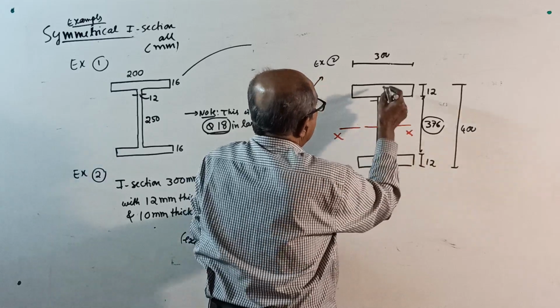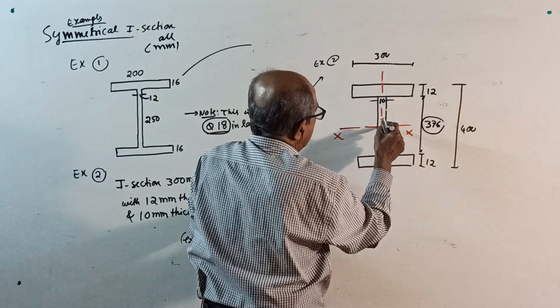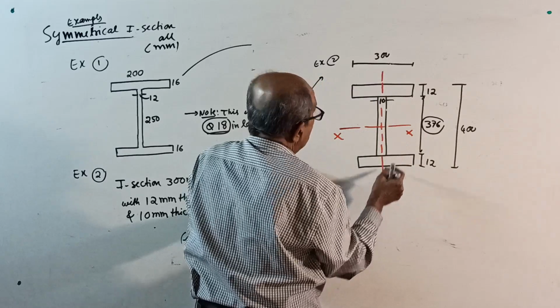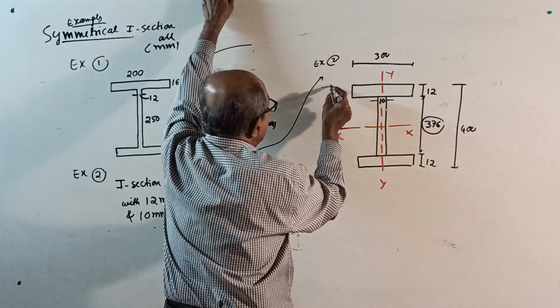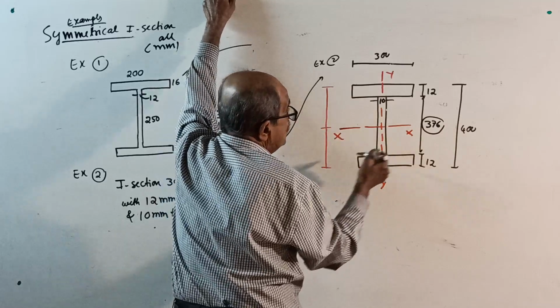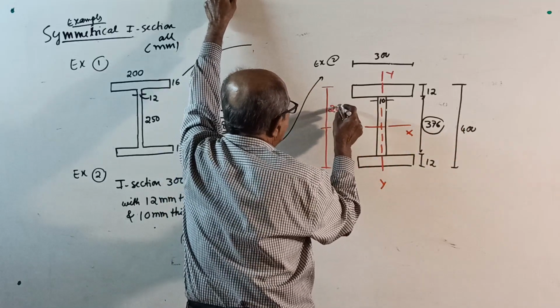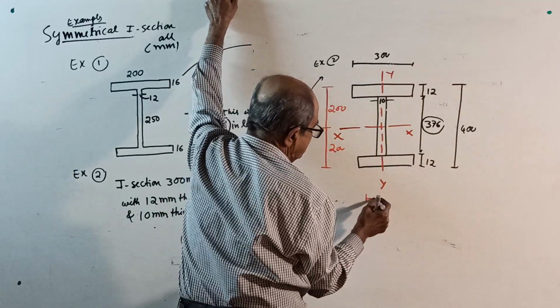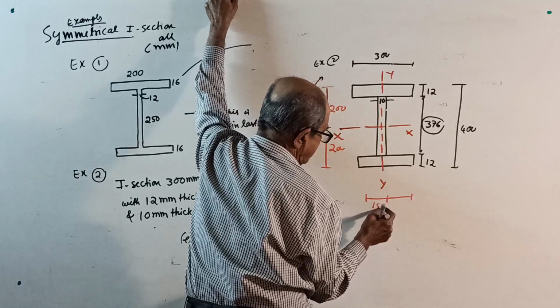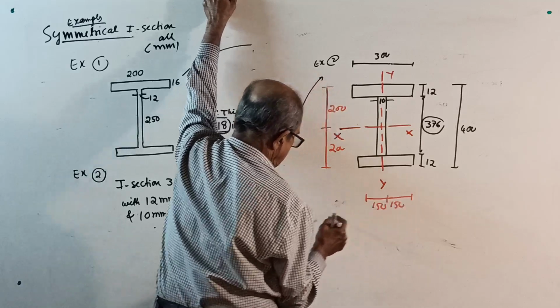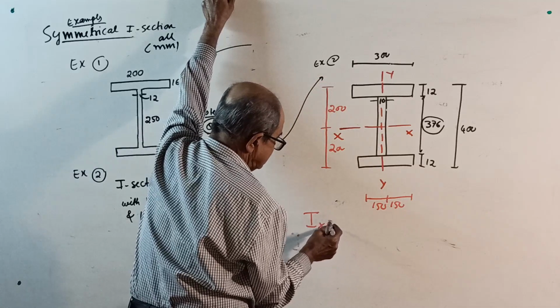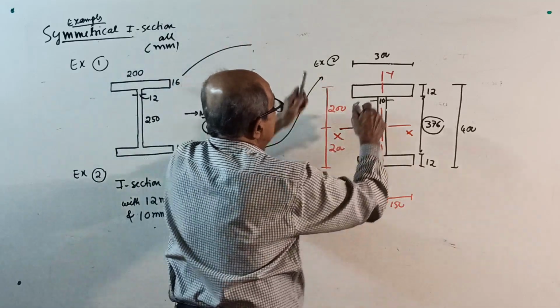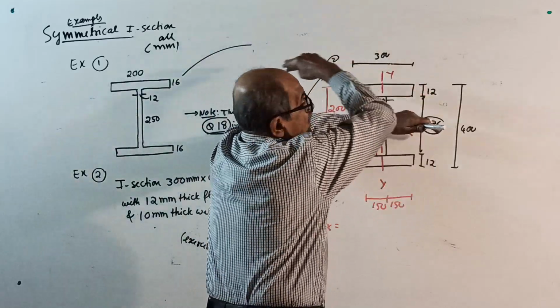XX. YY. If you want to mark distances for the axes, total 400, each half of that is 200, 200. Total 300, each half is 150, 150. Now see, I about xx. Last time I will tell you now. First, full I about xx.